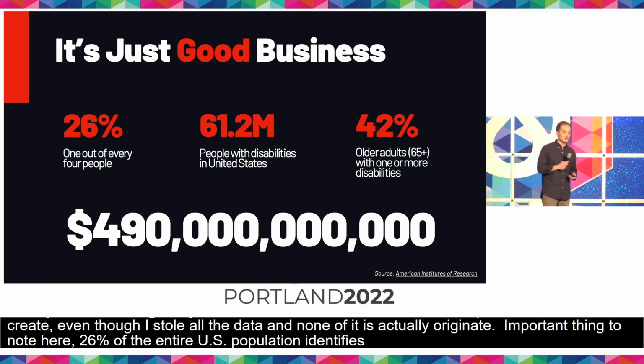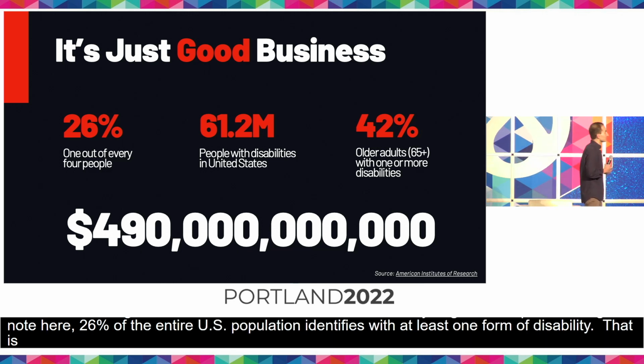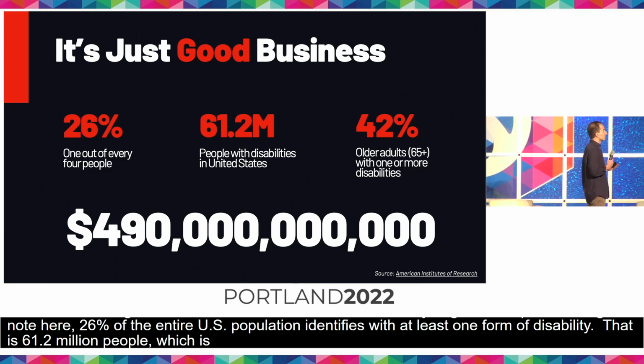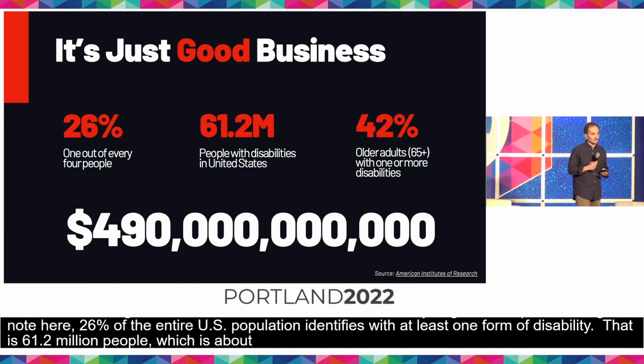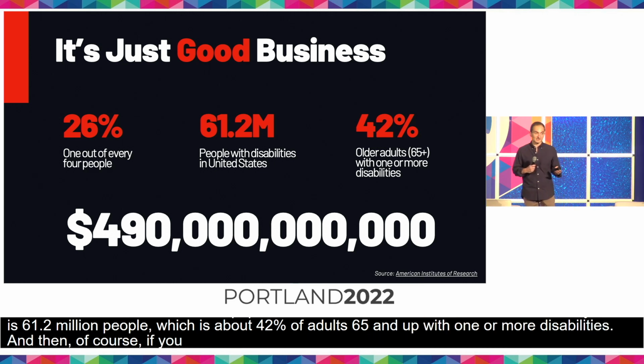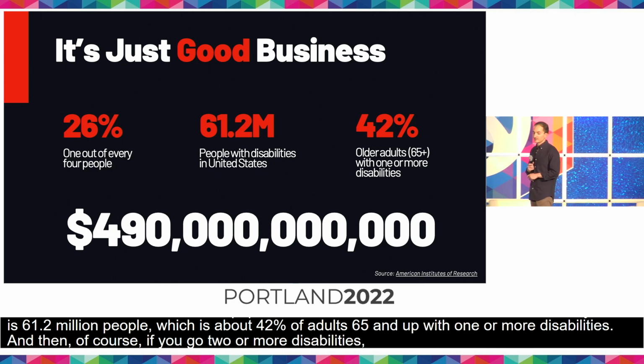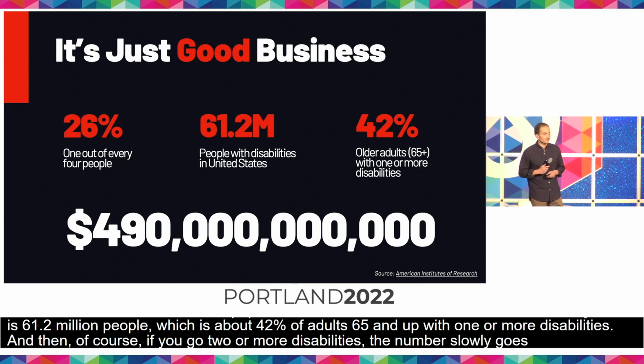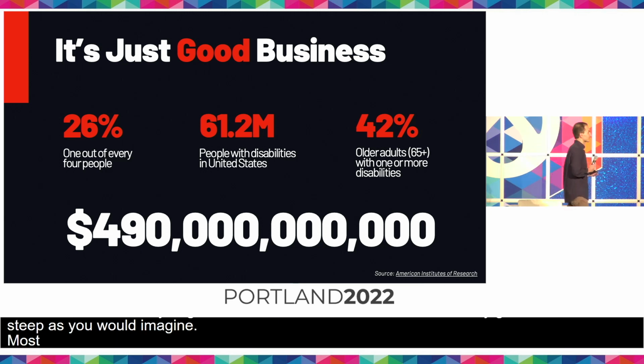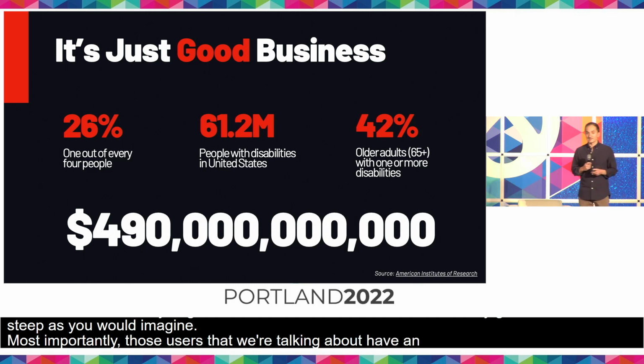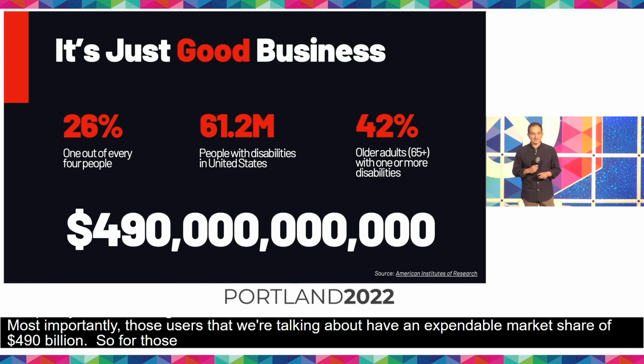That is 61.2 million people, which is about 42% of adults 65 and up with one or more disabilities. And then, of course, if you go to two or more disabilities, the number slowly goes down. It really isn't as steep as you'd imagine. Most importantly, those users that we're talking about have an expendable market share of $490 billion.